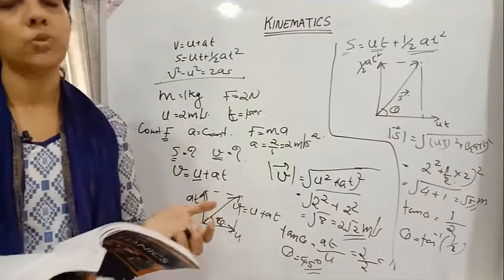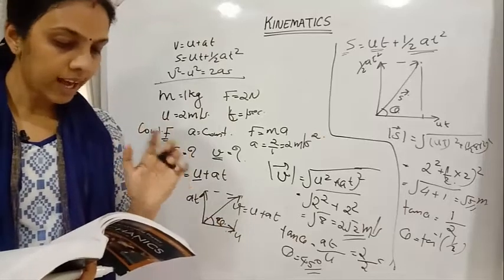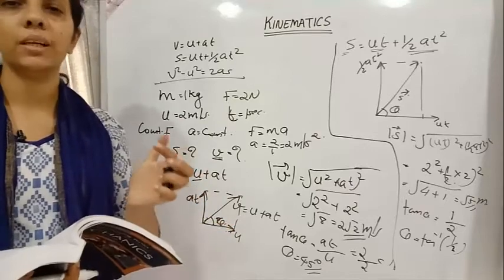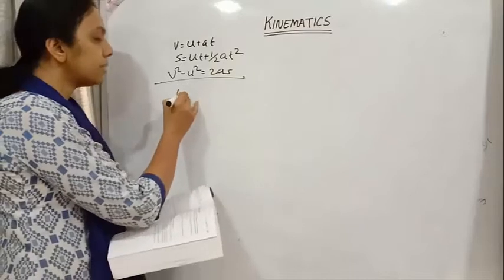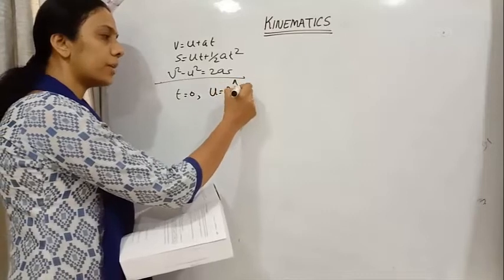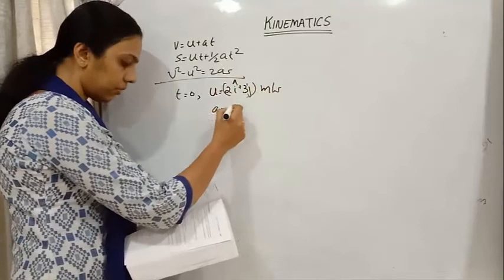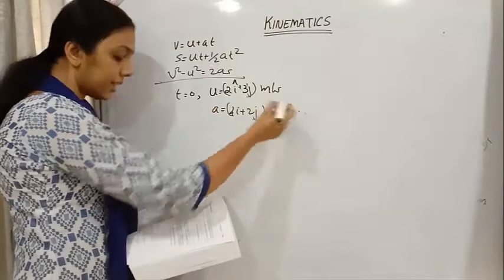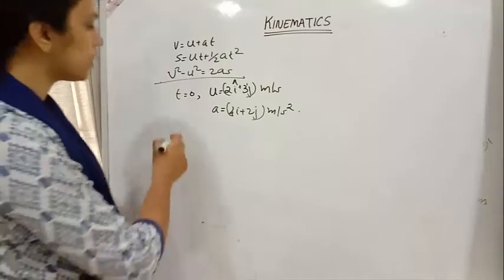To find the velocity, which formula can we use? v equals u plus at. And for the displacement, S is equal to ut plus half at square. We can use these and find the final answer. So at time t equals 0, the initial velocity is 2i plus 3j meter per second, and acceleration equals 4i plus 2j meter per second square. Find the velocity and the displacement at time t equals 2 seconds.